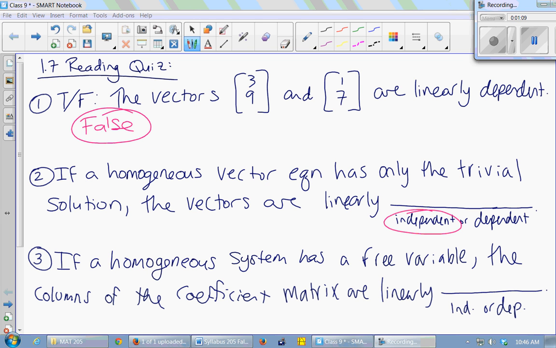All right, if a homogeneous system, meaning 0 is all on the right-hand side, has a free variable, the columns of the coefficient matrix are linearly dependent. Yep. If it has a free variable, then it has more than the trivial solution, which means it's dependent. Only the trivial solution, this you have independent, more than the trivial solution, dependent.